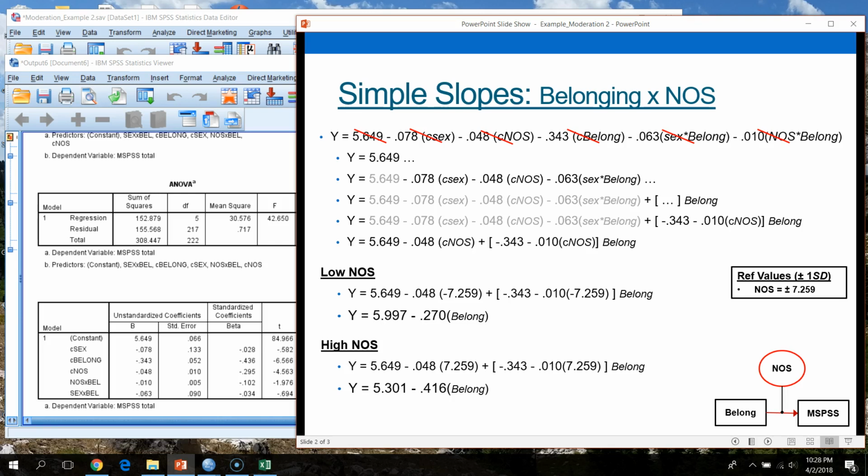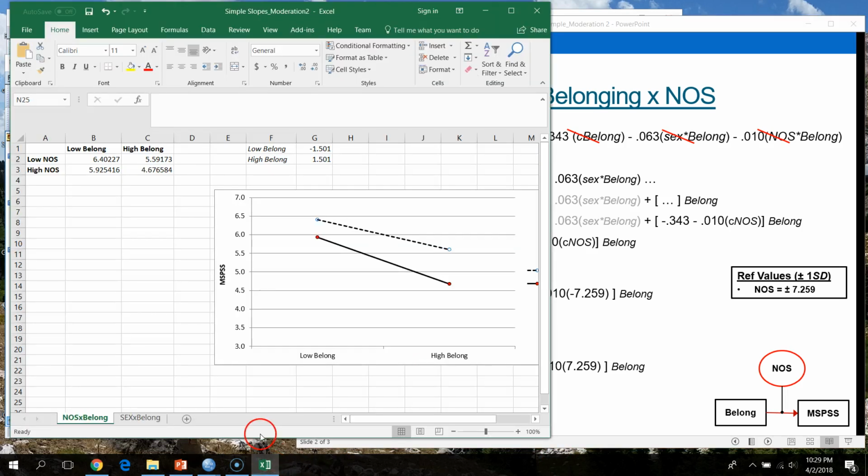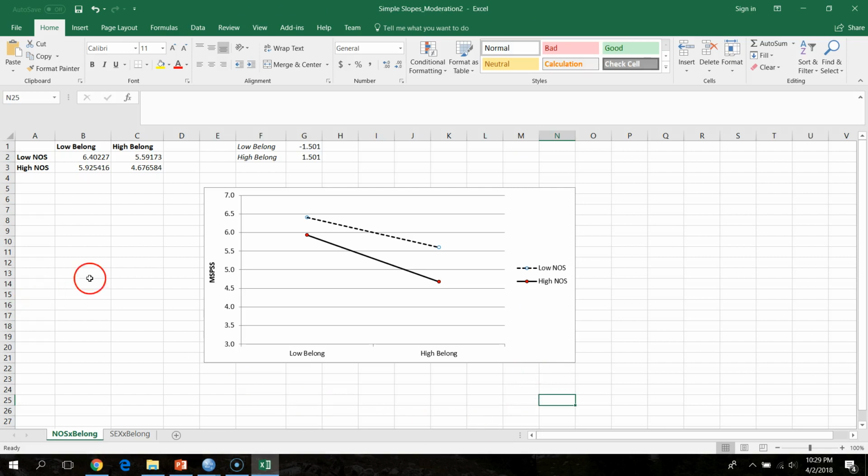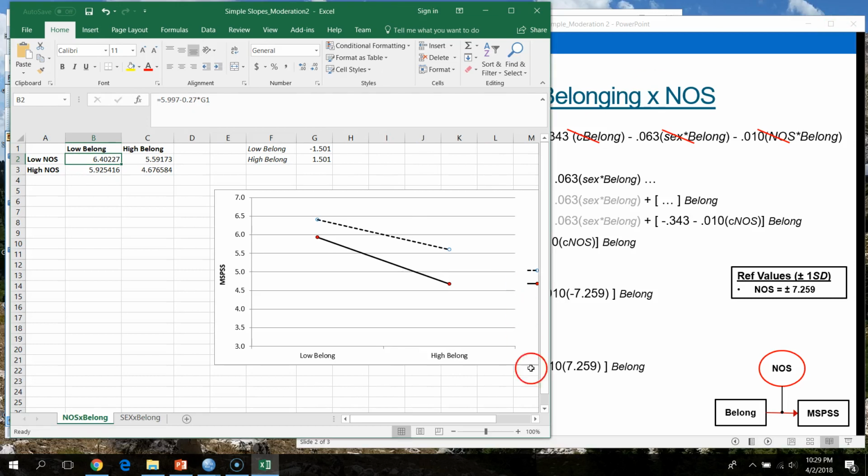Okay, so again, I want you to go through and be able to do this by hand just as a double check. And so then once we've got our simple slope equations, what we can then do is go through and plot these. All right. So if we pull up an Excel sheet, what we've got here is our simple slope for low levels of our moderator, high levels of our moderator. And so we have low belonging, high belonging.